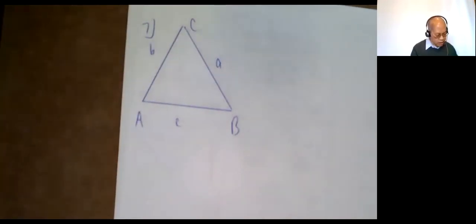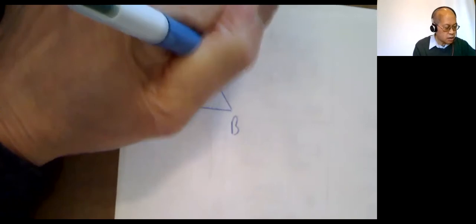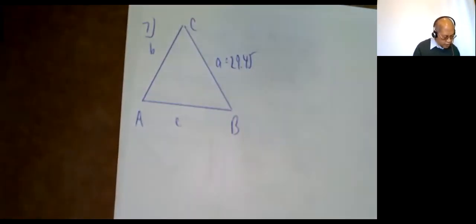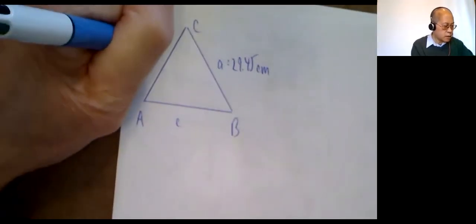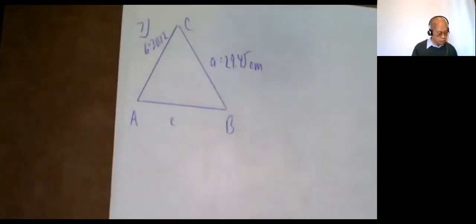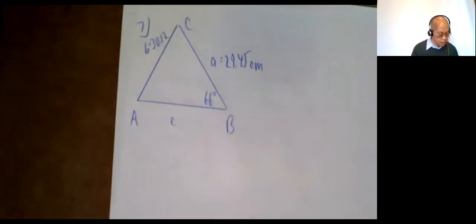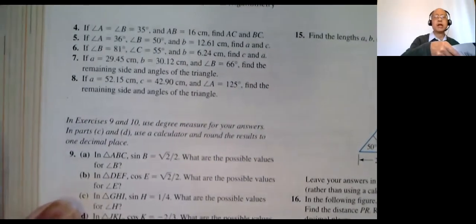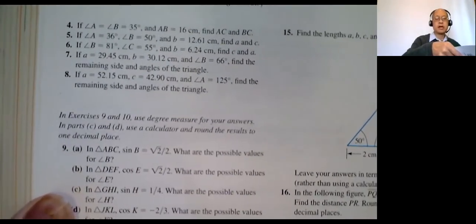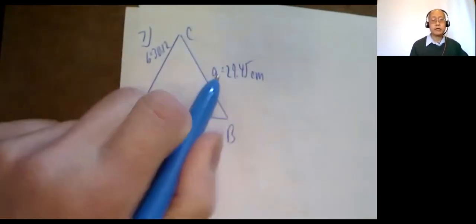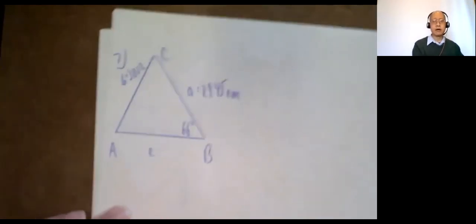Okay, so for problem 7, what did it give me? Little a is 29.45 centimeters. Little b is 30.12, also centimeters. Angle B is 66 degrees. Find the remaining angles and side of the triangle. Solve the triangle, in other words. Notice they give you 3 pieces of information: 1, 2, 3, 2 sides and an angle. Find the rest.